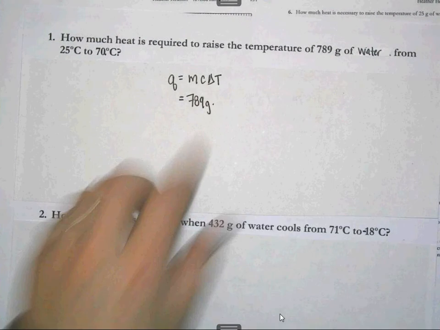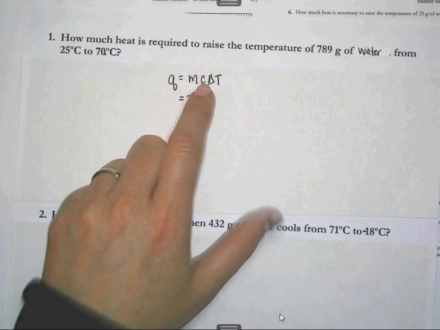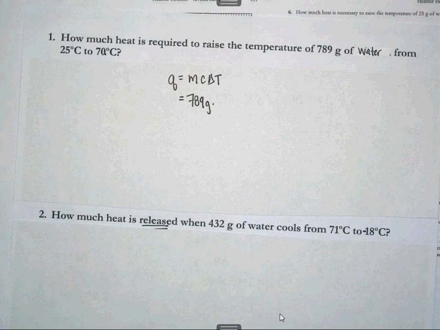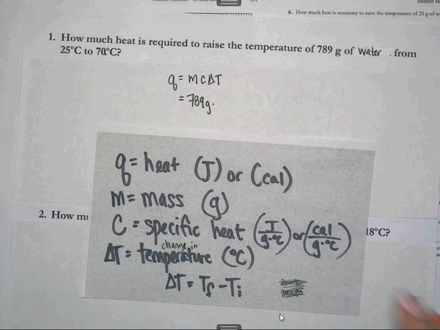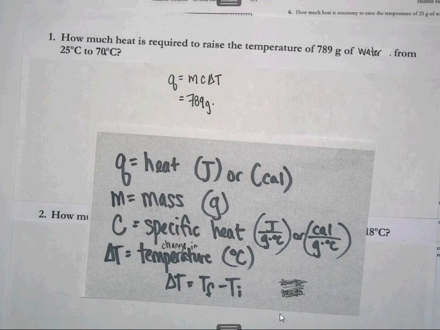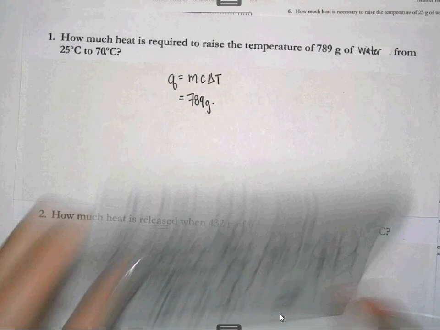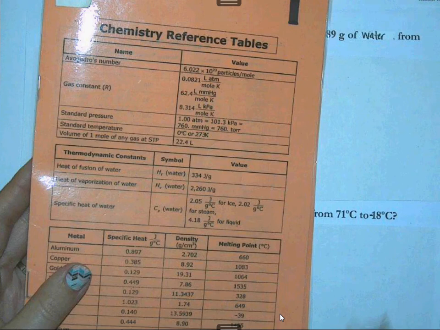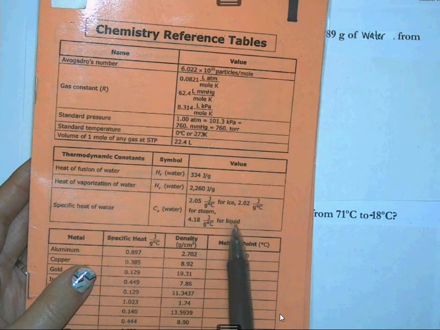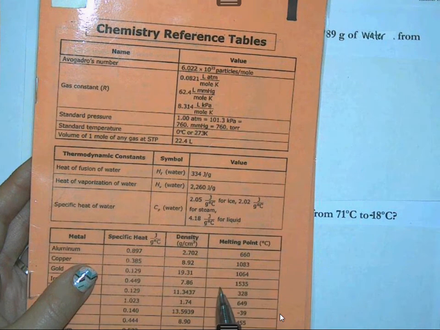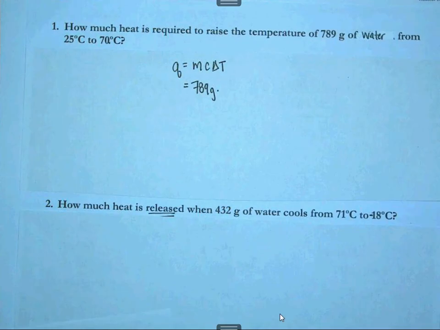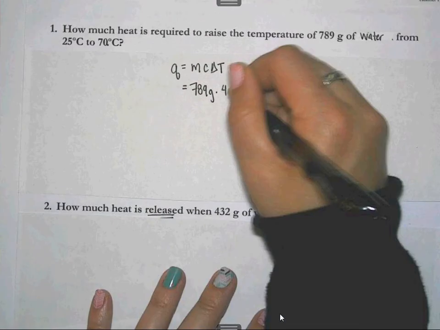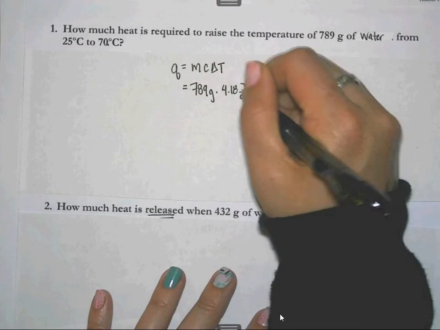It says how much heat is required to raise the temperature of 789 grams of water from 25 degrees Celsius to 70. It's your problem number 1 on your worksheet. I changed it from ethanol to water. So you don't necessarily have to rewrite it. You can work it right on the page. I also changed the 70 to 70 decimal to make our sig figs a little less yucky.